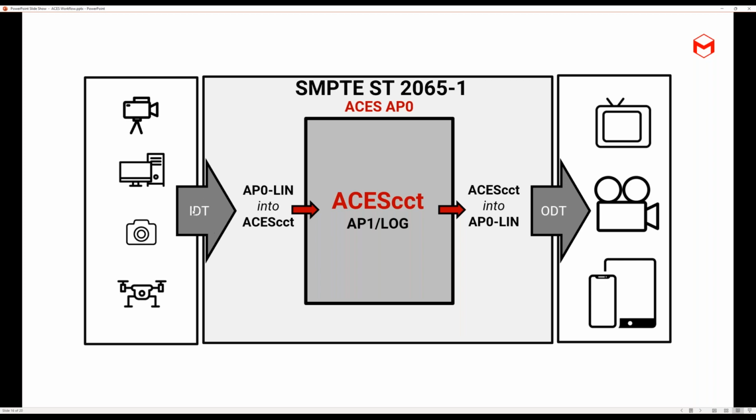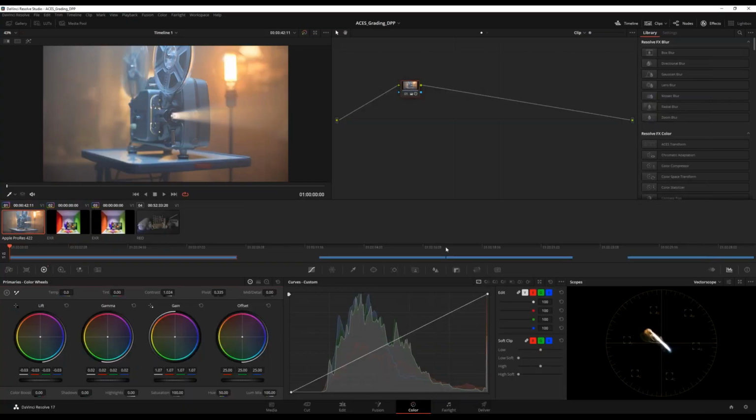So that is the simple pipeline of ACES. Enter ACES using an IDT, and you'll be in AP0. To work in ACES, select your AP1 color space, and then from there, you can port it out to any display color space using your ODT. Now, let's jump into Resolve.